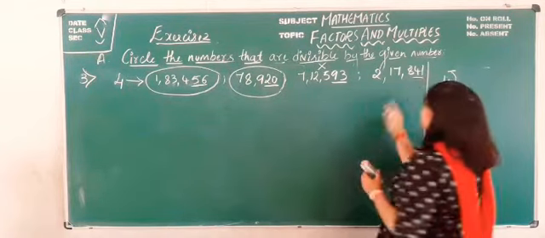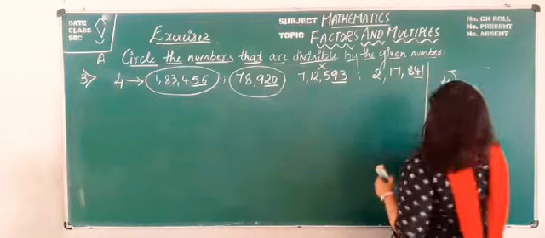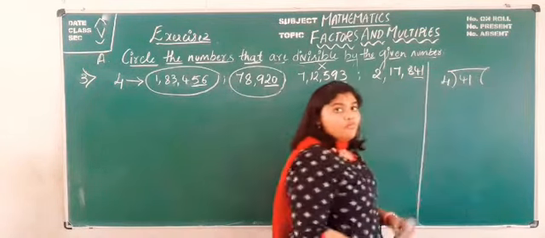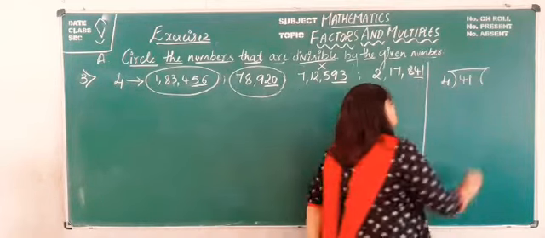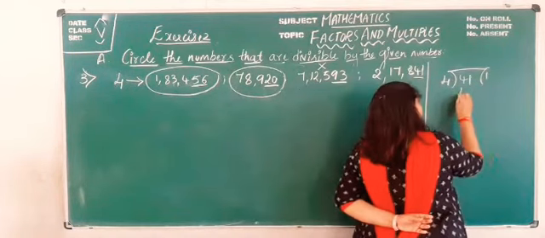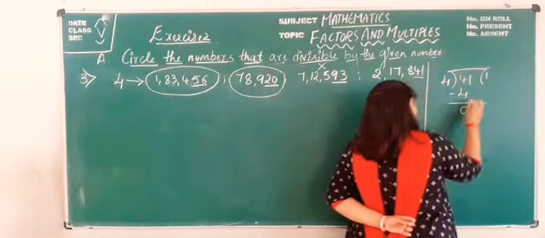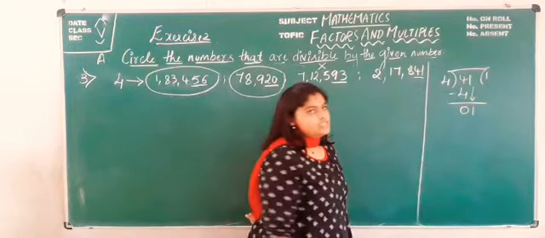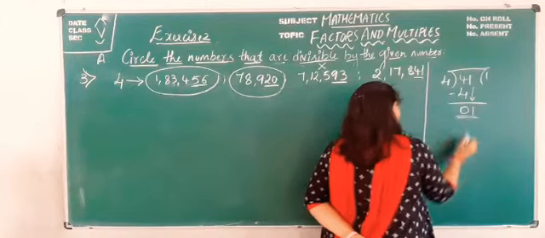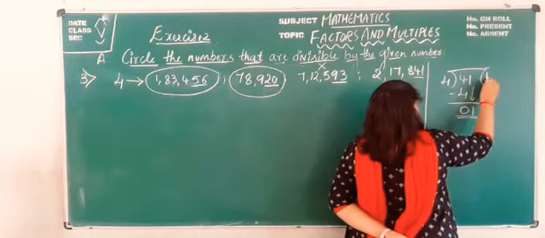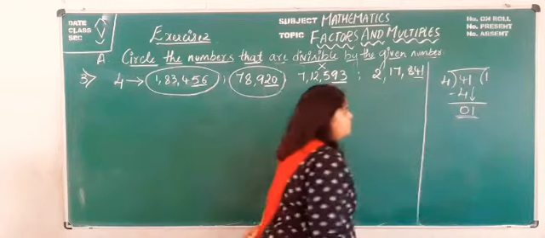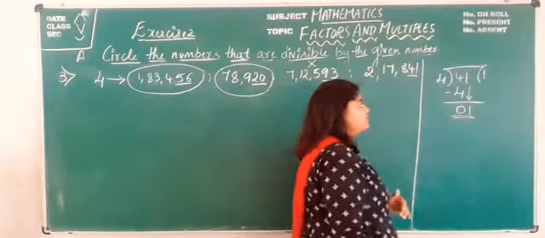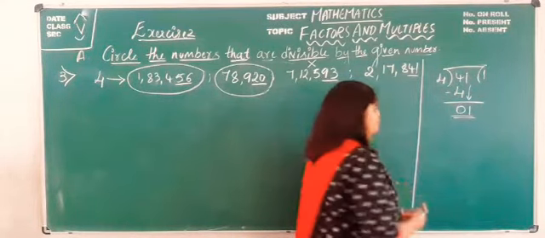So here in the given number, the last 2 digits are 41. Now we should check whether 41 is divisible by 4 or not. We know 4 1s is 4, 0, and we bring 1 digit down. So the remainder is 1. So 41 is not divisible by 4.